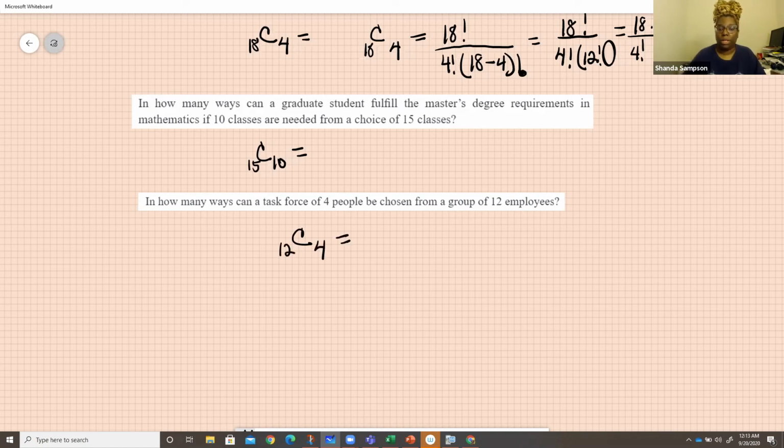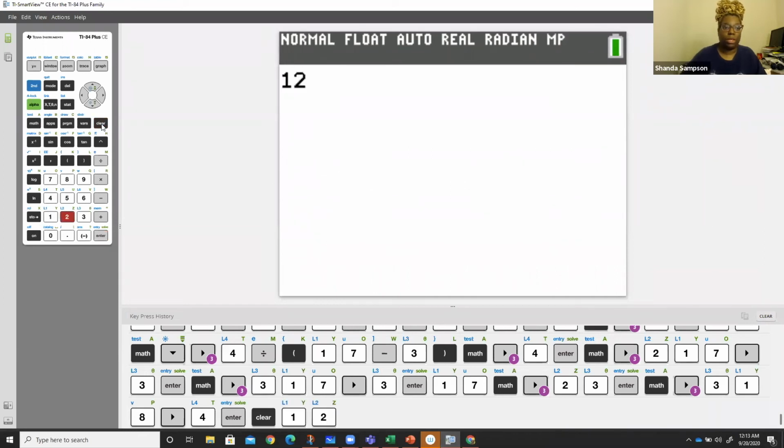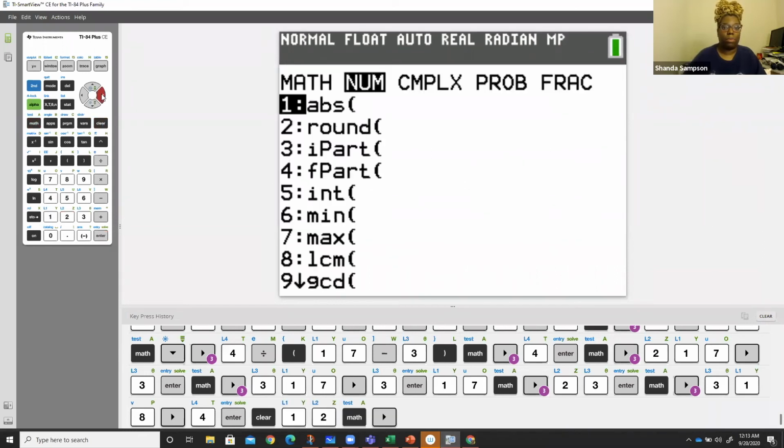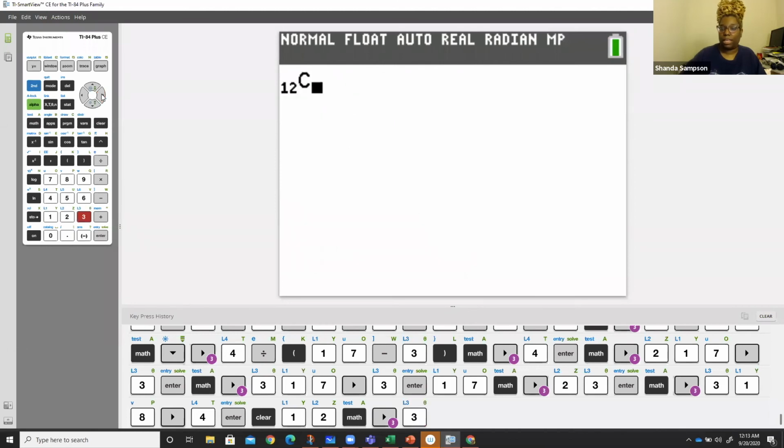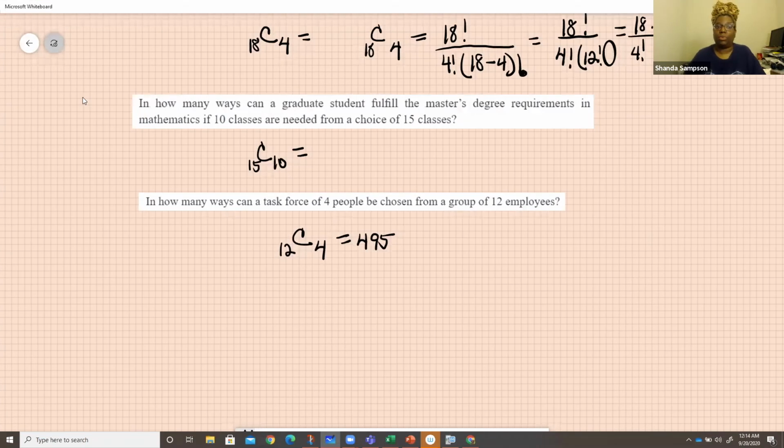12 things taken 4 at a time. Again, pretty simple to do in the calculator, I can do it the 83 way. I can put in 12, then go to math, go over to probability, and I said it was a combination taking 4 at a time. All right, and my answer is 495. Okay, so they're pretty easy once you determine whether you're dealing with a combination or a permutation.